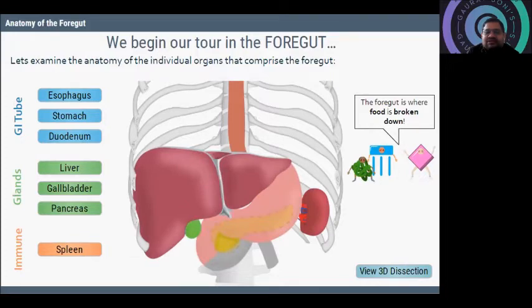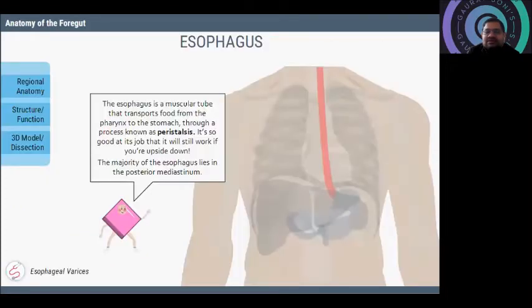Now one by one we will see in very short, starting with the esophagus. First of all, the esophagus is a muscular tube that transports food from the pharynx to the stomach, through a process known as peristalsis. Peristalsis is movement. It is so good at its job that it still works if you are upside down. Even if you are inverted, it is going to do its normal function.